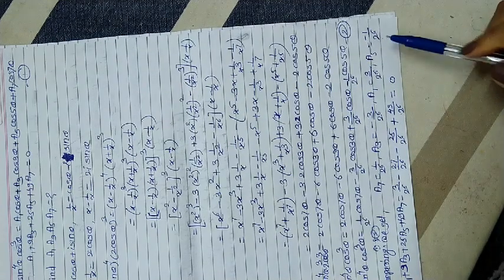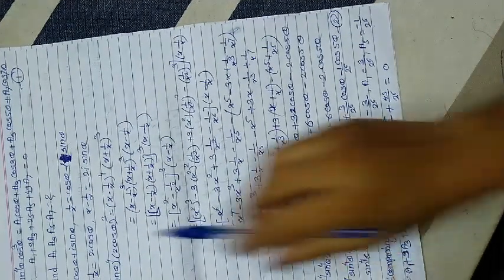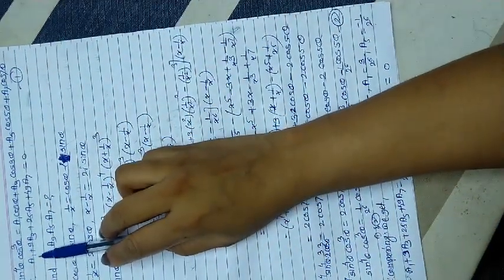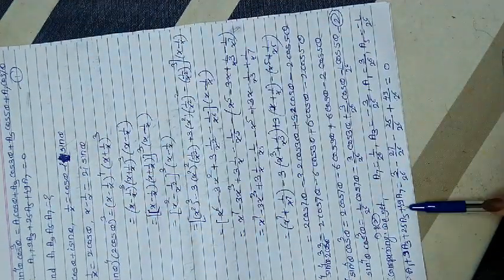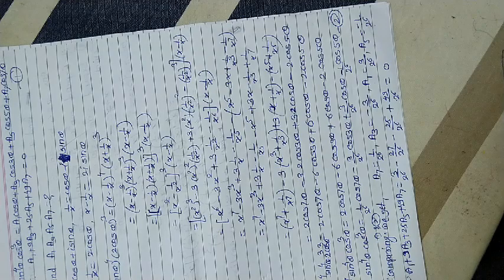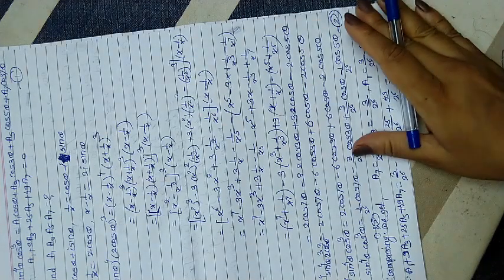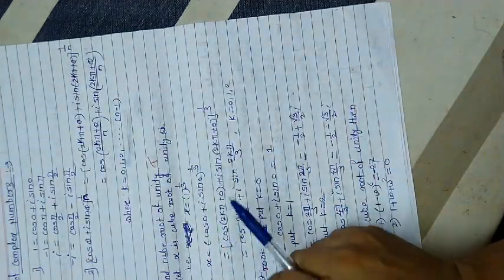Okay, now we have to find this. Consider a1 plus 9a3 plus 25a5 plus 49a7. Here we get the answer is 0. So all terms get cancelled. Okay.